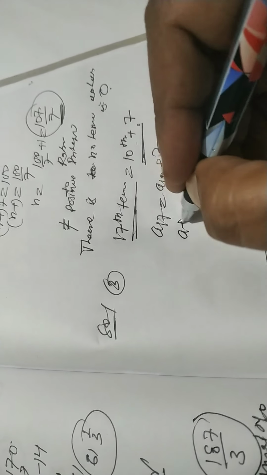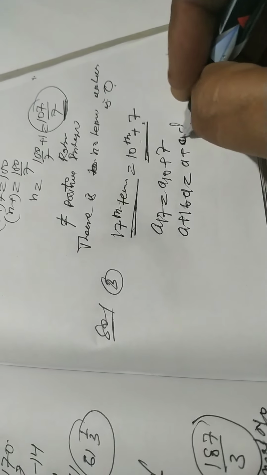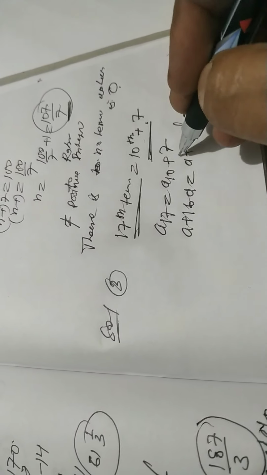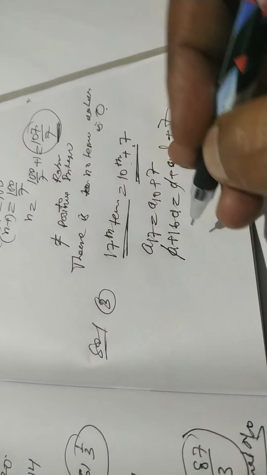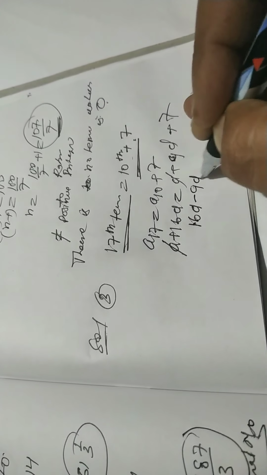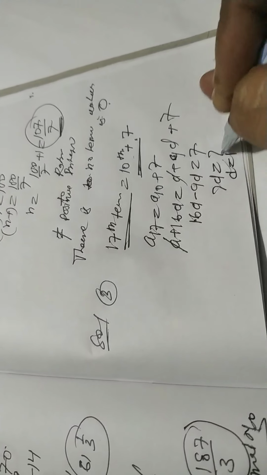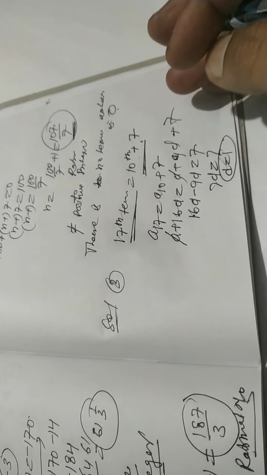Now put the values: a plus 16d is equal to a plus 9d plus 7. The a cancels out, as it is positive on both the left hand side and right hand side. Then 16d minus 9d is equal to 7. So 7d is equal to 7, and d is equal to 1.